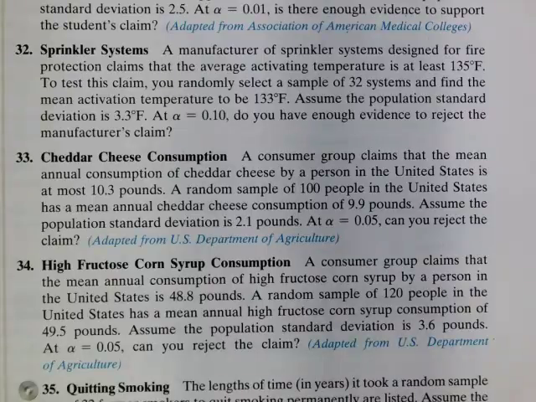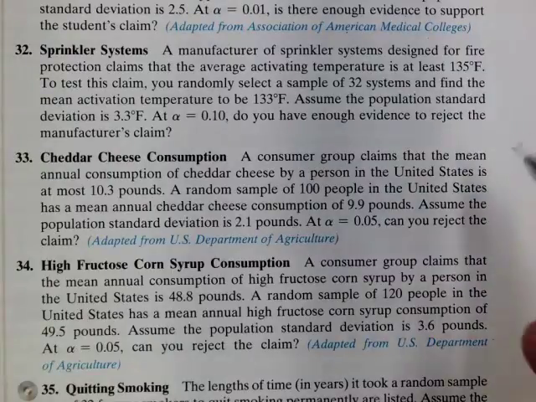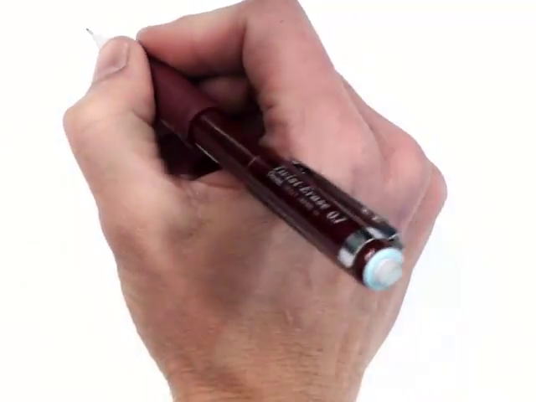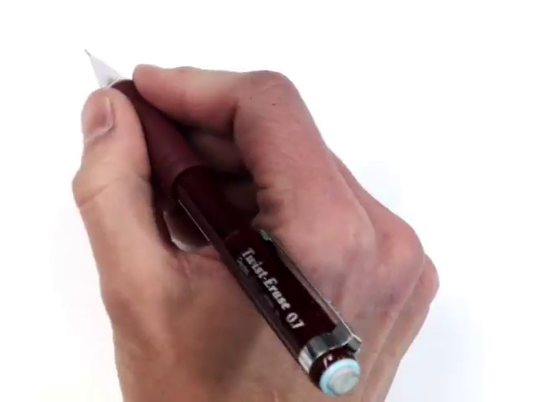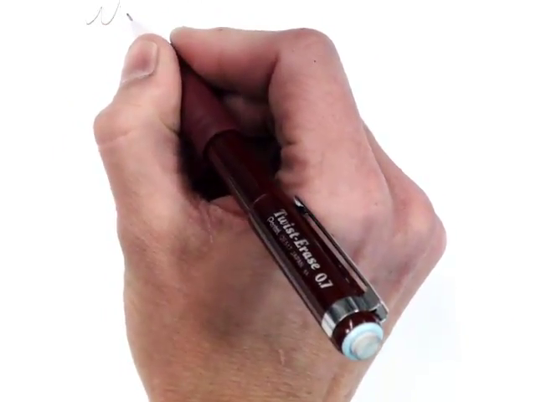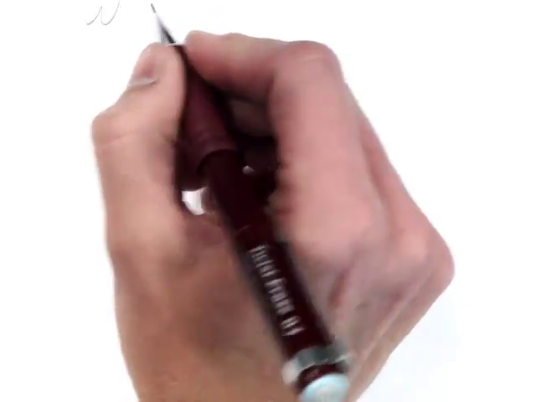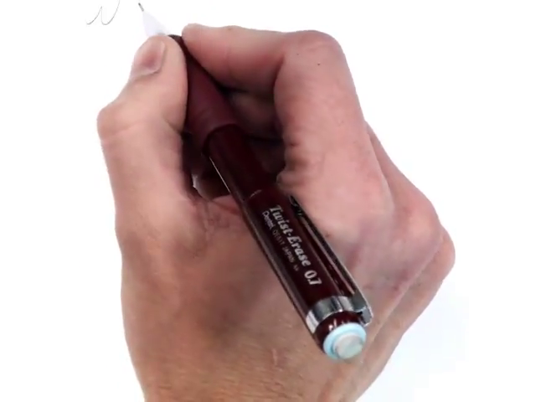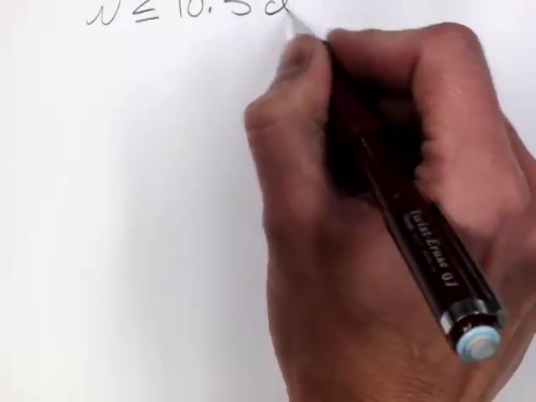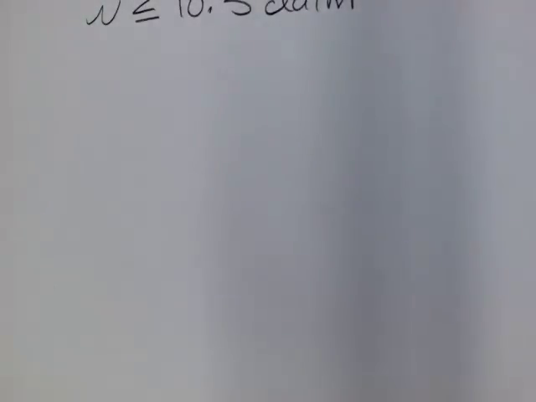So let's first identify the claim. I know I'm talking about mu because the claim is about a mean. So I'm going to write mu, and what am I going to put here? At most. So that's going to be less than or equal to 10.3. That's the claim. Do you guys see that it's going to be less than or equal to in this case?